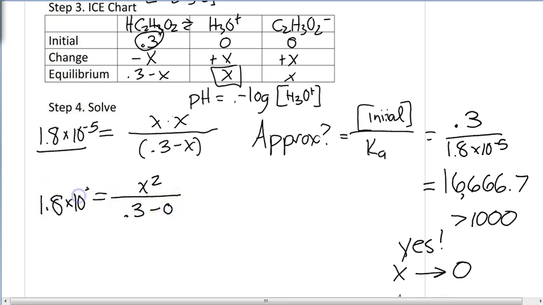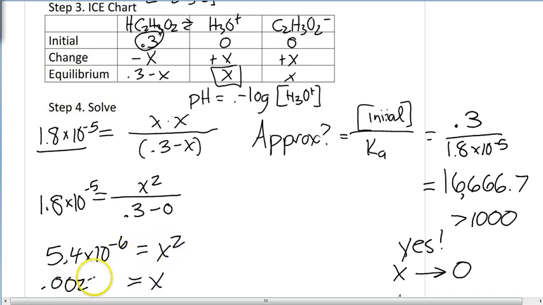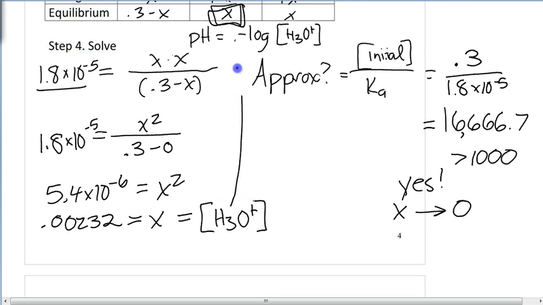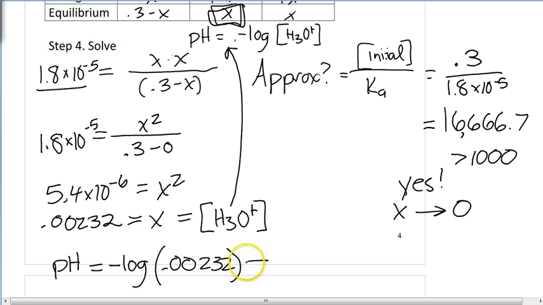So then we're just going to do some very simple algebra. Multiply both sides by 0.3, and you'll get 5.4 times 10 to the negative 6th equals x squared. Square root that, and you find that x is 0.00232. So that, from our table, was the concentration of H3O plus. So we can use that then to find the pH. So the pH is going to be the negative log of 0.00232. So calculate that, and you will have your pH.